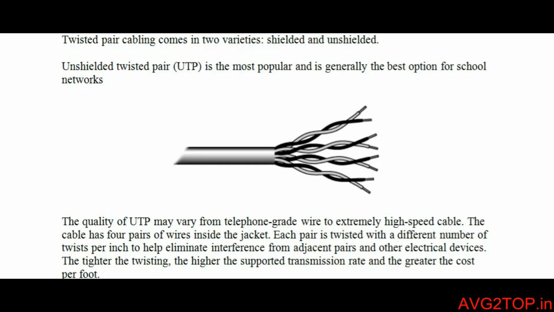Twisted pair cables have two types: shielded and unshielded. The unshielded twisted pair is quite common, and you can see it in your school networking. It's a kind of telephone grade cable with extremely high speed. You can see in this diagram that there are four pairs, all twisted around each other. This also eliminates interference from adjacent pairs and electrical devices, and it supports a good transmission rate too.